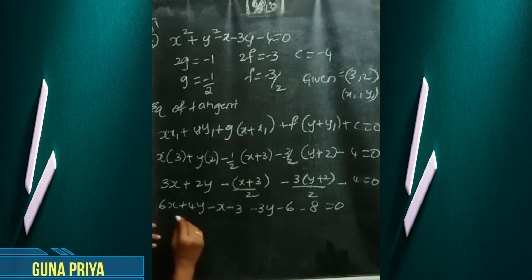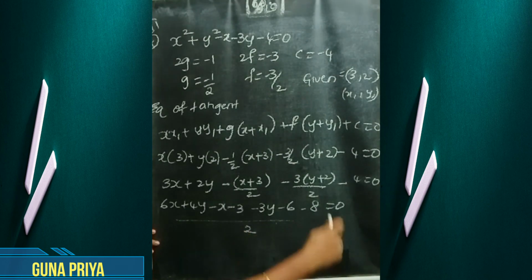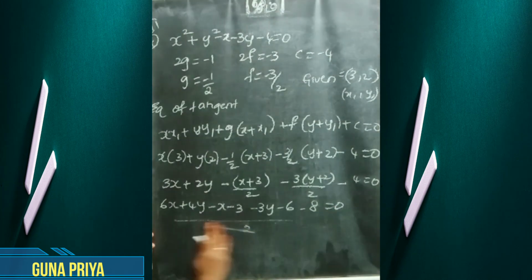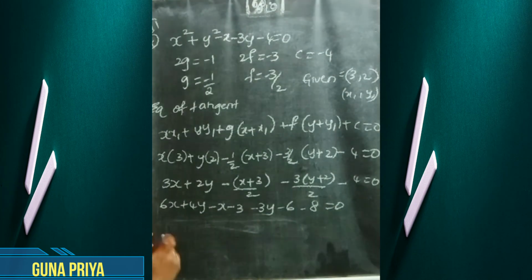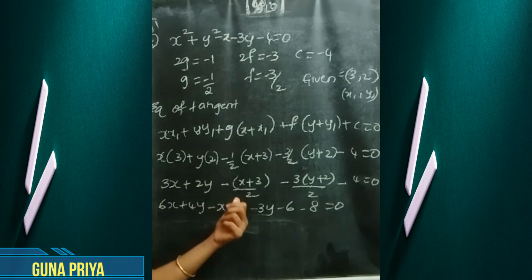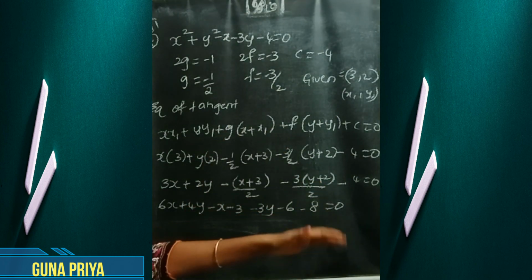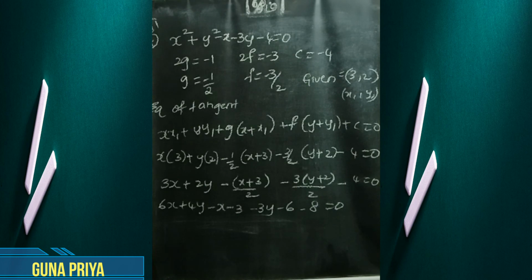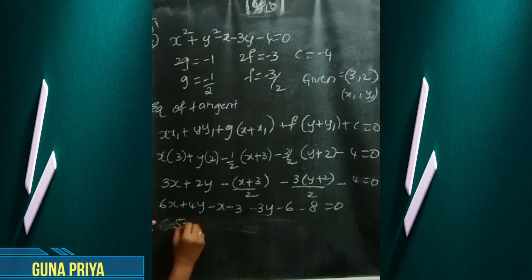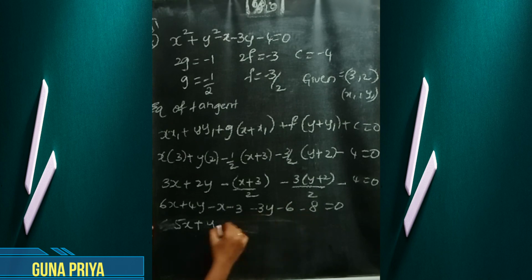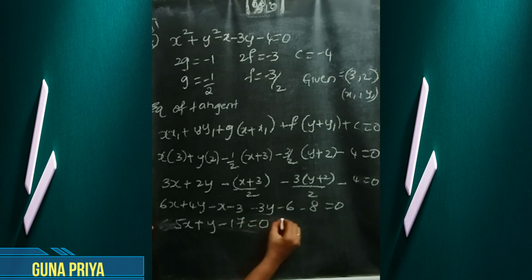Don't confuse here, the 2 will go to that side, that means 0. So many students will get doubt. What happened to the 2? The 2 will go that side, that will become 2 into 0 is 0. Okay. Now 6x, that means 6x minus x is 5x plus y minus 17. So this is the equation of tangent.